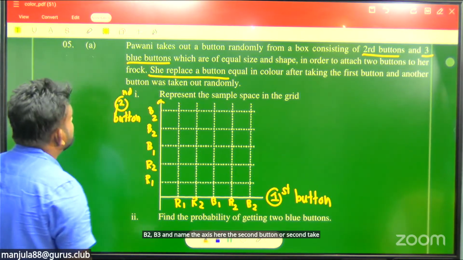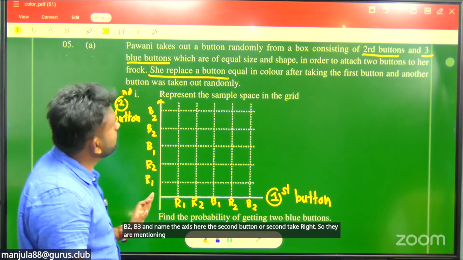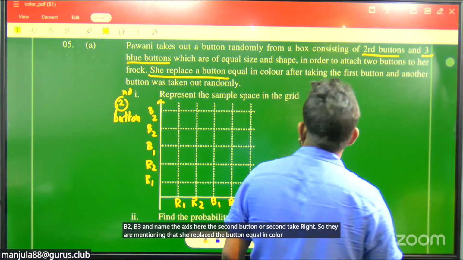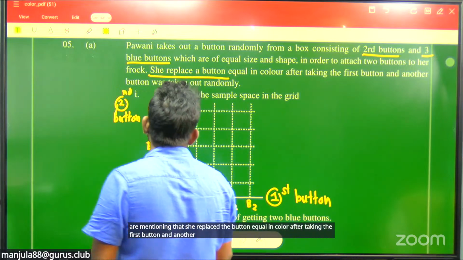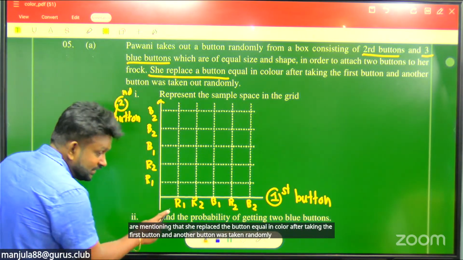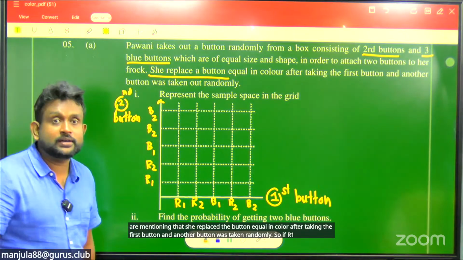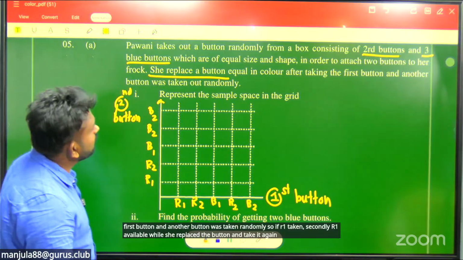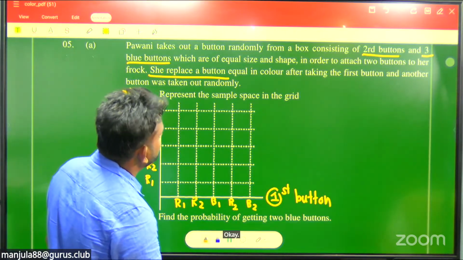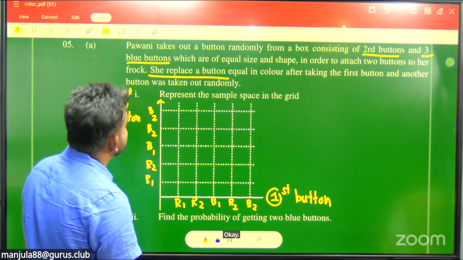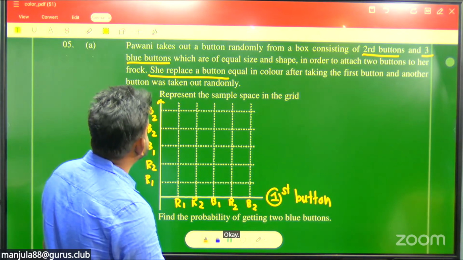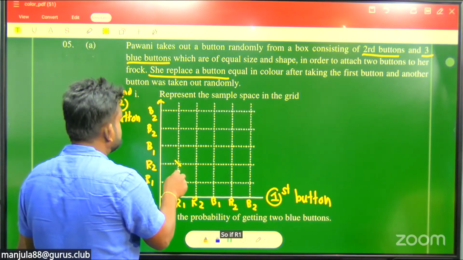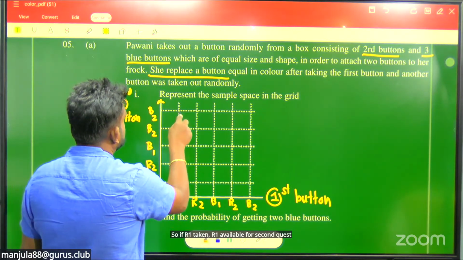Right. So they are mentioning that she replaced the button equal in color after taking the first button, and another button was taken randomly. So if R1 is taken, secondly R1 is available. Why does she replace the button and take it again? So if R1 is taken, R1 is available for the second case, right?